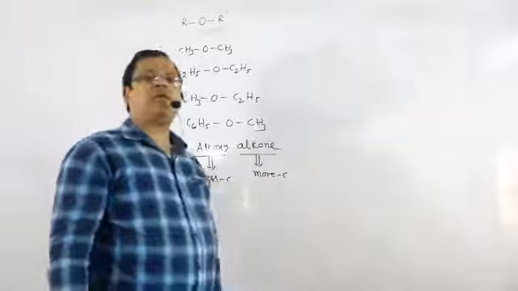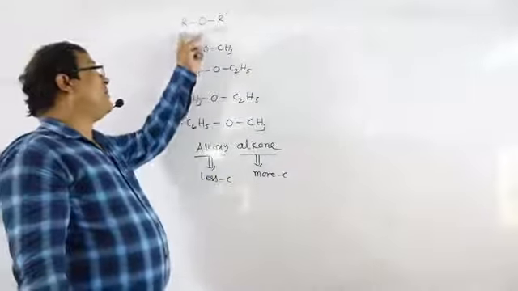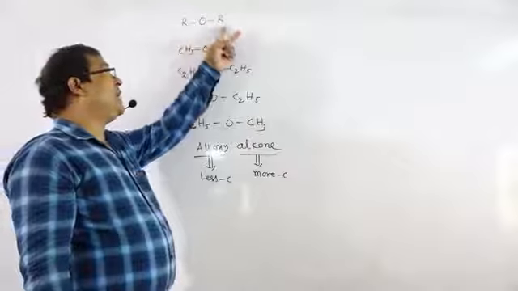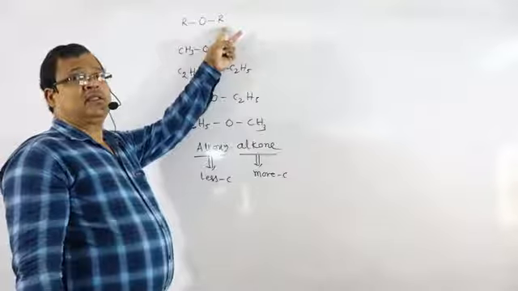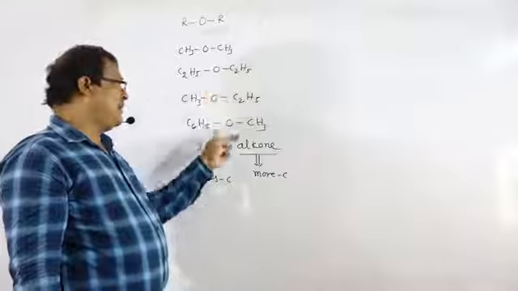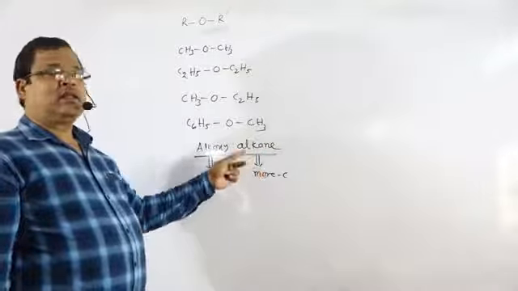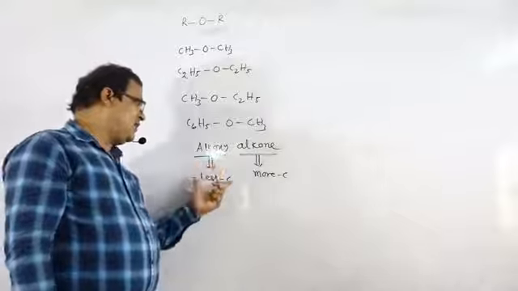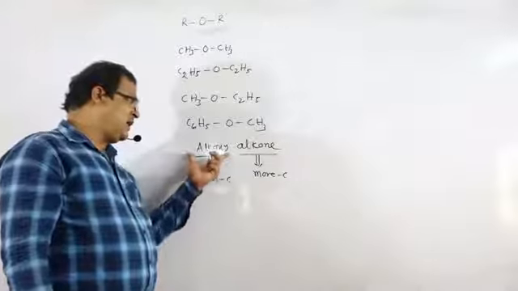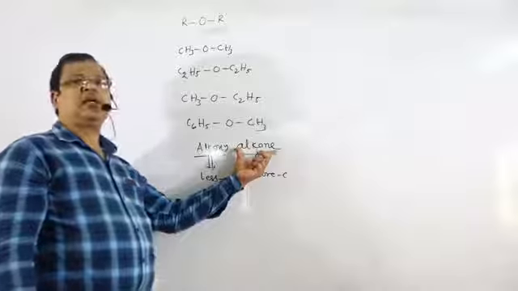The general formula for ether is ROR'. R and R' may be the same, or they may be different. It is named as alkoxyalkane. The less carbon-containing alkyl group is the alkoxy, and the more carbon-containing alkyl group is known as the alkane.